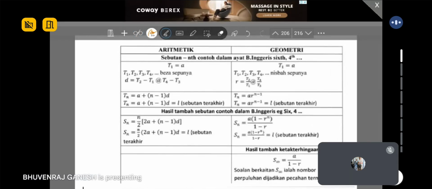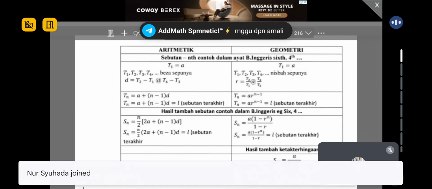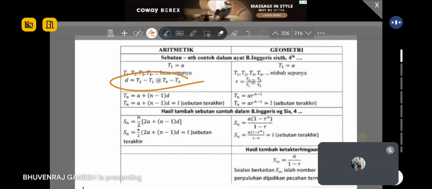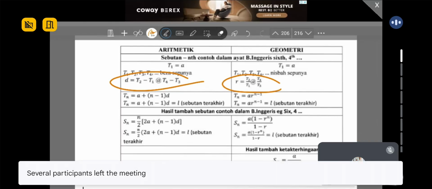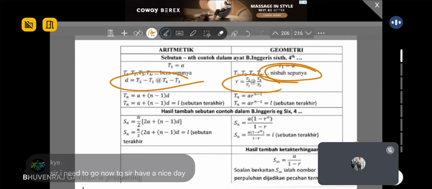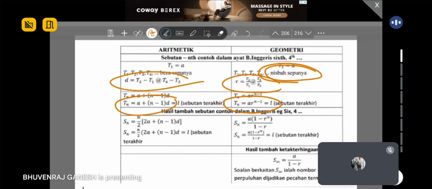Okay, so usually the main difference is in terms of the formula lah. Okay, dari segi rumus sahaja. So example, your common difference and then common ratio. So guys, you must understand that in geometric progression, janjang geometri kita ada nisbah sepunya. Okay, common ratio. Alright. And then another difference is your Tn formula. Okay, sebutan ke n. Can you see the difference? Nampak beza kan?